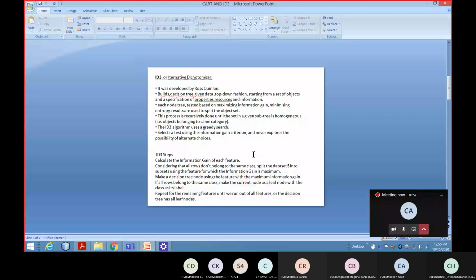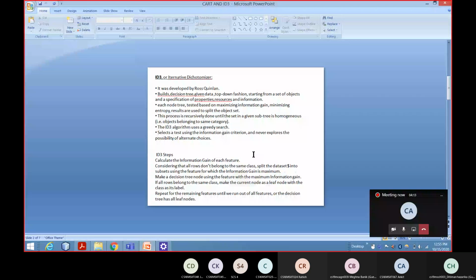Each node of the tree is tested based on maximizing information gain and minimizing entropy, and the results are used to split the object set. This process is done recursively until the subtree is homogeneous, that means objects belonging to the same category. The ID3 algorithm uses a greedy search, selects a test using the information gain criteria, and never explores the possibility of alternate choices. So what are the steps involved?